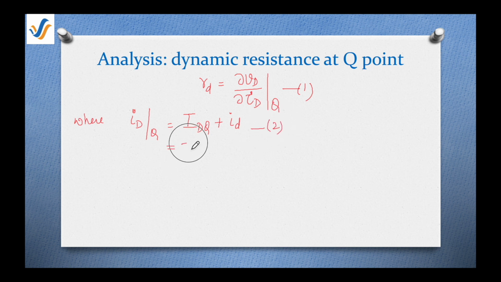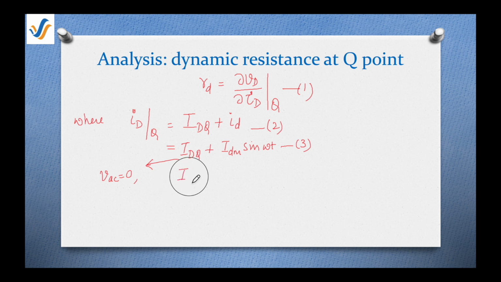And we know that IDQ plus this AC current is IDM sine omega t. So what is this IDQ? IDQ is the DC current, which means when VAC is not present in the circuit. So ignoring this VAC in the circuit, you can find out IDQ.